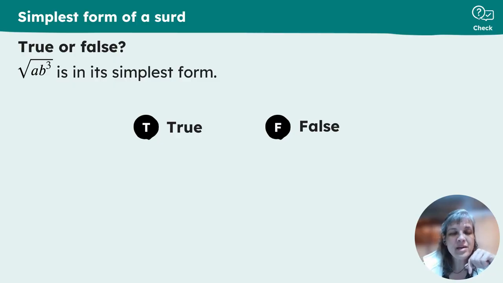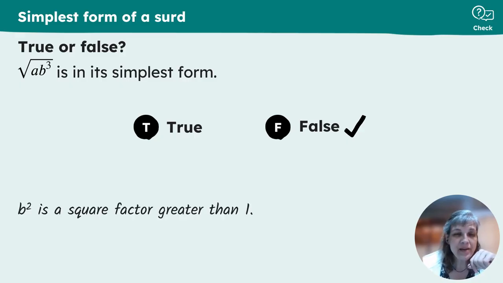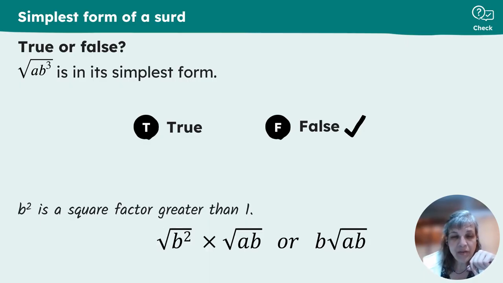What about if I had something like this? The root of ab cubed. Is that simplest form? Pause the video. What do you think? That's also false. Why? Because you could take a b squared out of this, and b squared is a square factor greater than 1. So what would that look like? You could say this could be b squared times root ab, and the b squared could just become b, so it could be b root ab in simplest form.